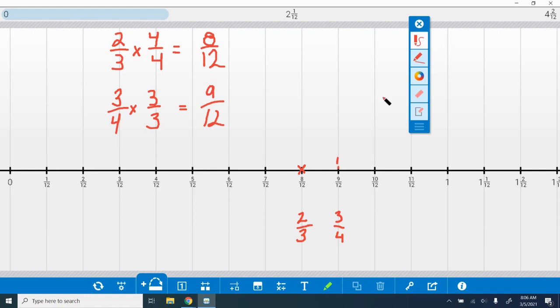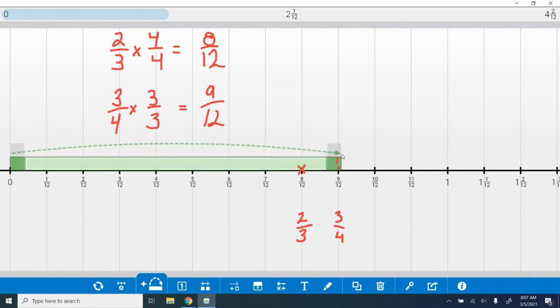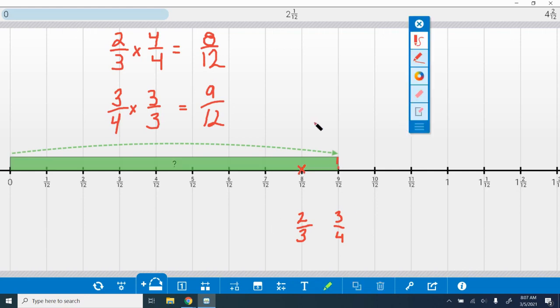All right. So now the question is, how many groups of 3/4 are in 8/12? I'd like to bring down the little pen and click on one of the jumps. I'll bring my jump down here. And let's create a jump of 3/4. Now, how many groups of 3/4 are in 8/12? Well, let's mark it out here. Here's 2/3. How many jumps of 3/4 or groups of 3/4 are in 2/3?